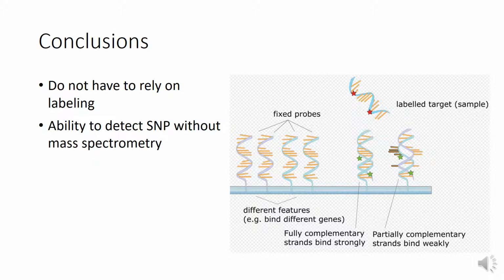In addition, the second point is that you can now detect single nucleotide polymorphisms without using mass spectrometry, which can involve bulky equipment and can be very time consuming. So this allows a larger quantity of people to be able to perform these types of analyses.